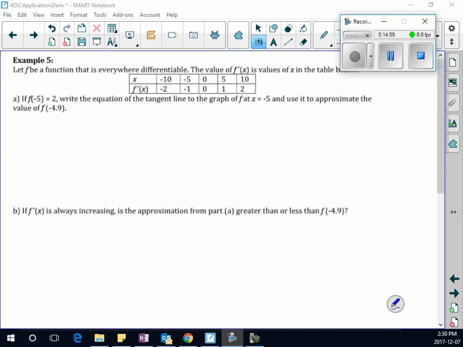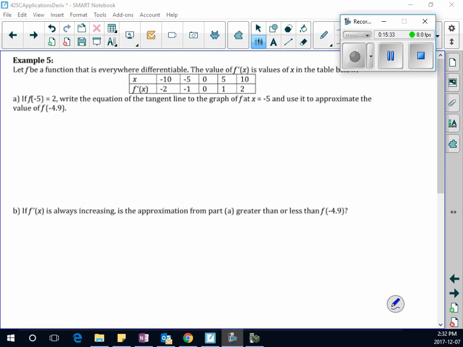Let f be a function that's differentiable everywhere. The values of f prime are given for the values of x in the table. If f of negative 5 equals 2, write the equation of the tangent line at x equals negative 5 to approximate f of negative 4.9. I'll give you a second. This would be the case, Crystal, where they're giving you lots of information that you don't need, right? Yeah, in a table question like that, they definitely give you way more information than you need. Okay, so I'll give you a second to do this.